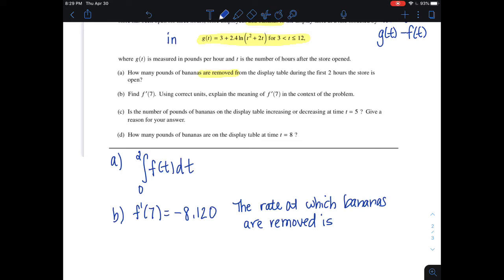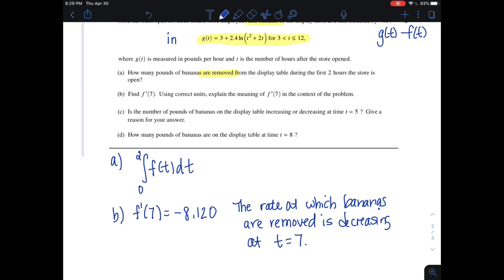Okay, so it's not the amount of bananas that is decreasing, it's the rate at which the bananas are removed that is decreasing at t equals 7. Okay, according to this f prime of 7. So the way that I could help you to understand what's happening with that, oftentimes in my class I use this analogy of a bathtub. You're sitting in the bathtub, right? You're turning the faucet on, right? Bananas, or in this case actually you're removing bananas.